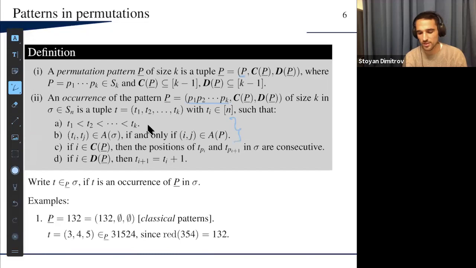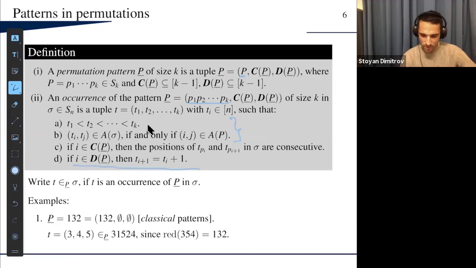forming a subsequence that is order isomorphic to P, actually. And yes, CFP and DFP: if I have i in CFP, then this indicates that in every occurrence, the ith letter and the (i+1)th letter will be consecutive in position. Then for DFP, we have requirements for consecutive values. But I will just give some examples here to clarify this.